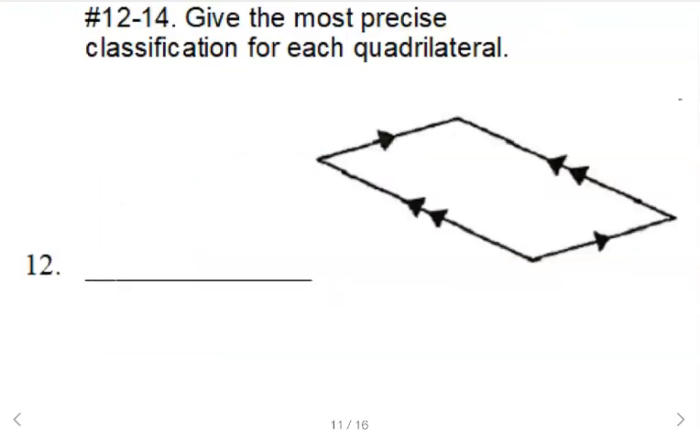Number 12, trying to give the most precise classification for a quadrilateral. All right, we got 2 pairs of opposite sides parallel. Other than that, we don't have other information, and so the most specific, most precise we can be is we can call it a parallelogram.